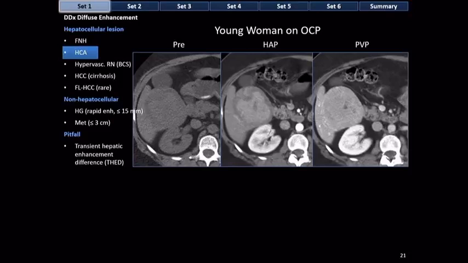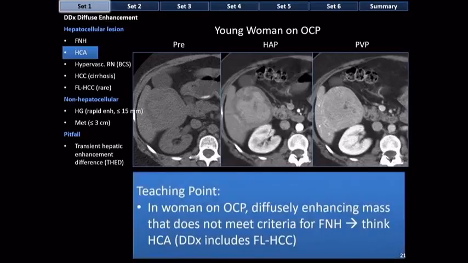So this is too heterogeneous, too random to be a focal nodular hyperplasia, but because of the diffuse enhancement, you must favor a hepatocellular lesion. So in this case, the best diagnosis would be a hepatocellular diagnosis. Now, this particular woman was on birth control, which furthers the probability.